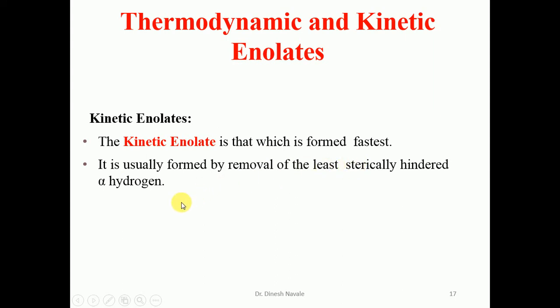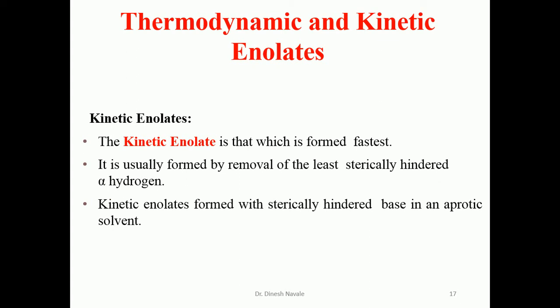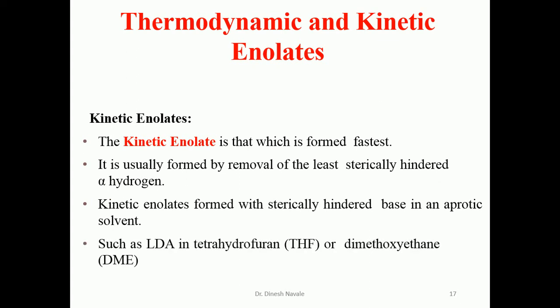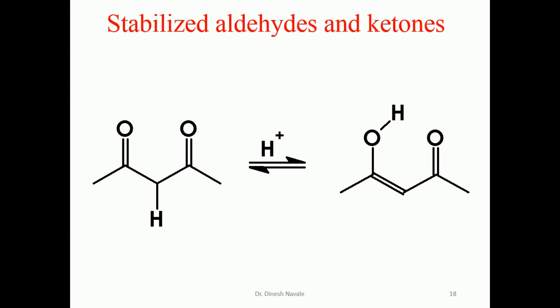So as I have discussed for the thermodynamic enolate, in case of the kinetic enolates, the base is going to abstract the hydrogen from the alpha carbon atom, the alpha carbon atom which is less sterically hindered, or the hydrogen atom which is less sterically hindered. So kinetic enolate forms with a sterically hindered base in an aprotic solvent only, such as LDA, lithium diisopropylamide, in THF or DME.